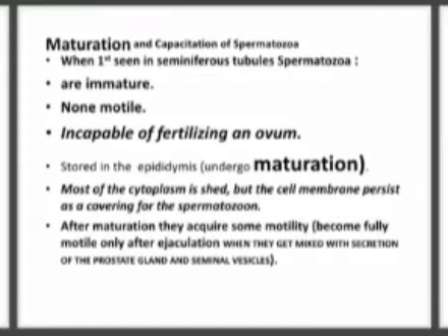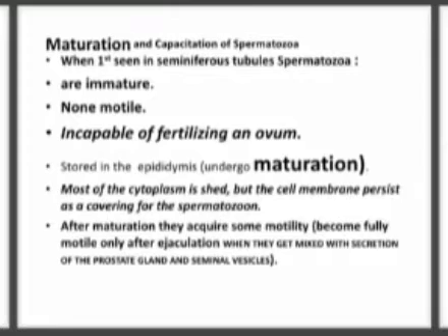Maturation and capacitation of spermatozoa. When first seen in seminiferous tubules, spermatozoa are immature, non-motile, and incapable of fertilizing an ovum. Stored in the epididymis, they undergo maturation.